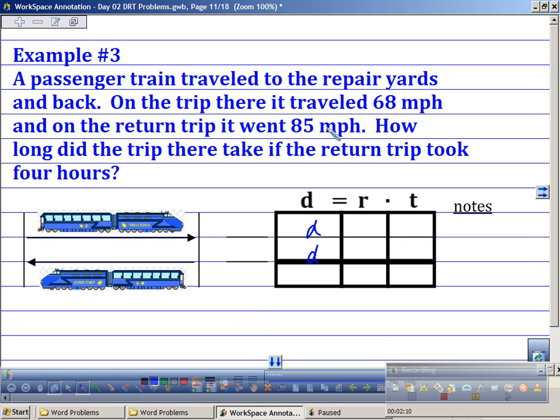Let's continue. A passenger train traveled to the repair yards and back. On the trip there, it traveled 68 miles an hour. There was 68. On the return trip, it went 85 miles an hour. How long did the trip there take? Where am I going to put an X?